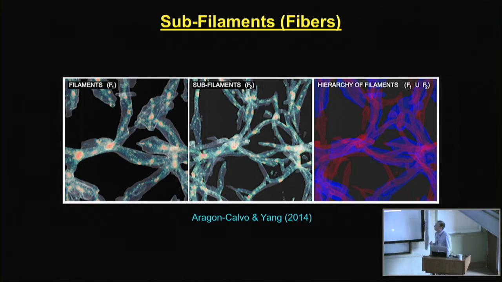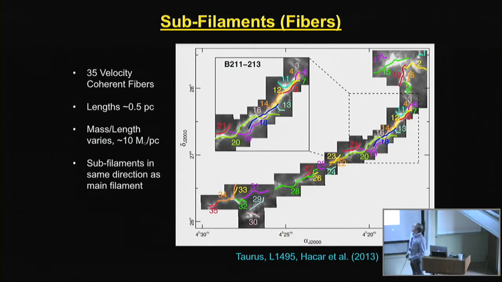And don't tell anybody, these are cosmological simulations. But I think a lot of people are very familiar with this image, Hacar et al. 2013, showing this beautiful filament in Taurus and looking at velocity coherent structures, which we call either subfilaments or fibers, and you see that we have a lot of things intertwined.